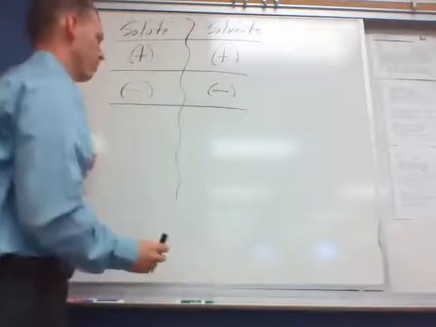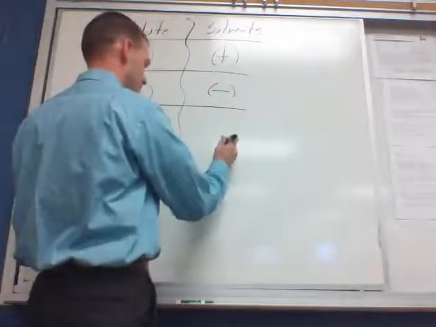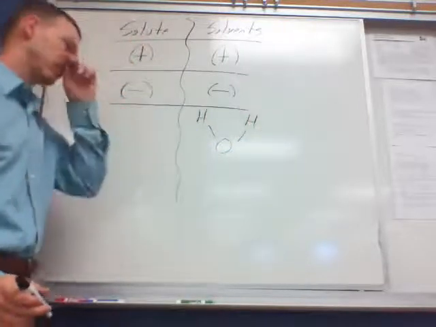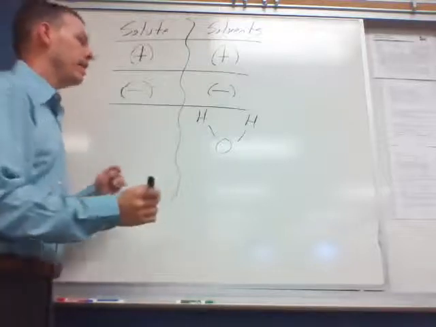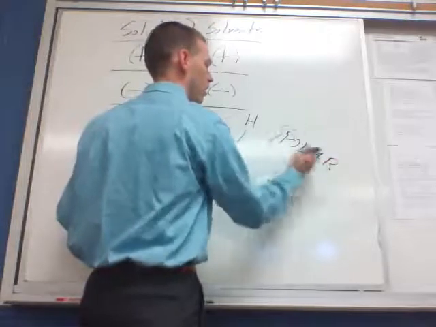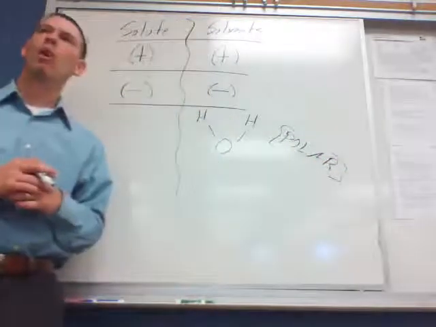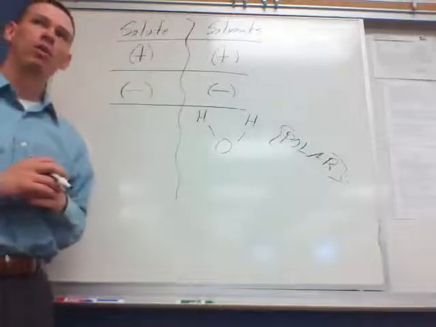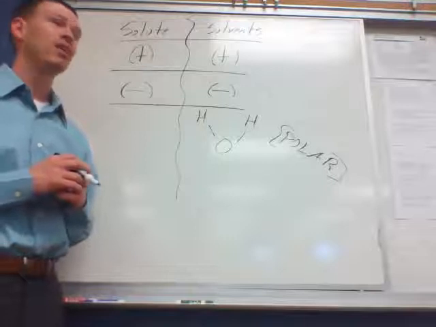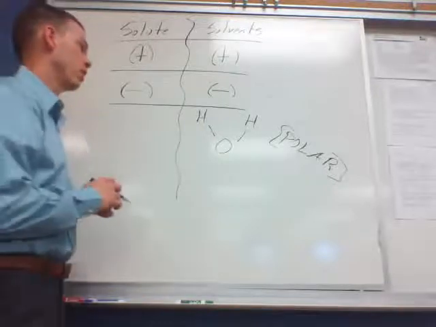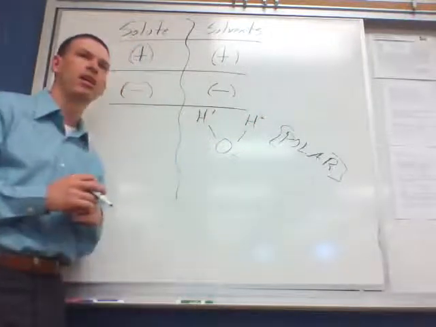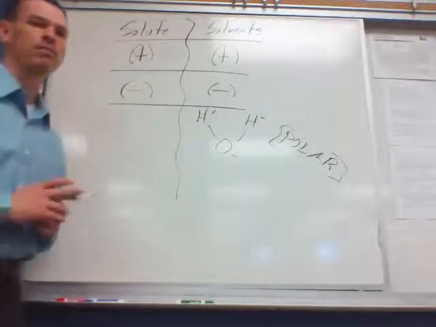Here's the thing about water. Water looks like this. All right, it's H2O. It looks like a Mickey Mouse. It's what we call polar, and that's a real important word. The fact that water is polar refers to the fact that water has both a positive and a negative region. These hydrogen areas are positive, and this oxygen area is negative.